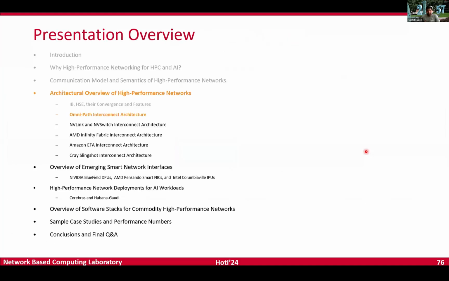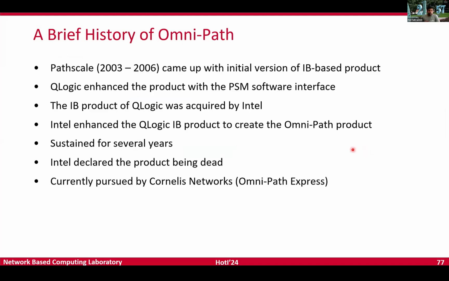The next high performance interconnect that we have is Omnipath. So Omnipath has a fairly long history. It started off as PathScale, then QLogic bought it, which was later acquired by Intel, and recently has been spun off into a different company called Cornelis Networks, and they have rebranded it as Omnipath Express.